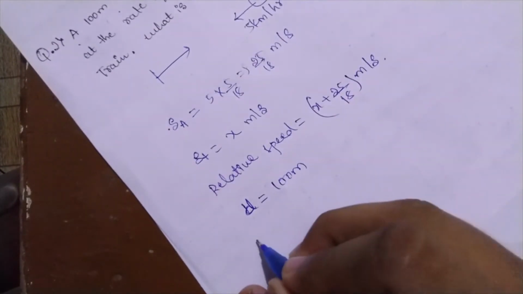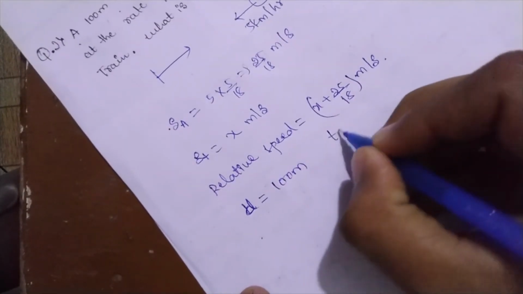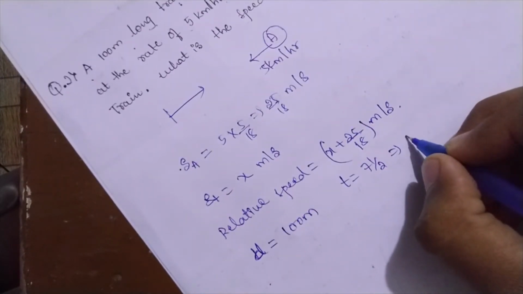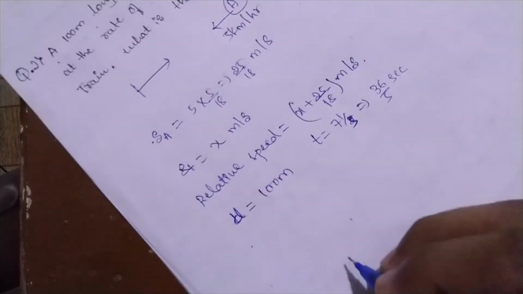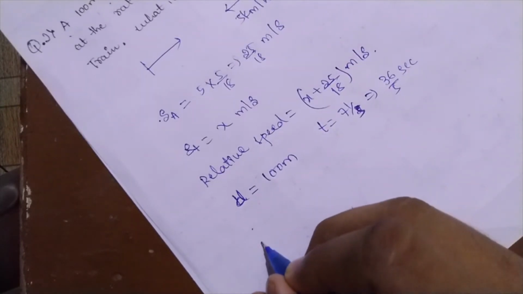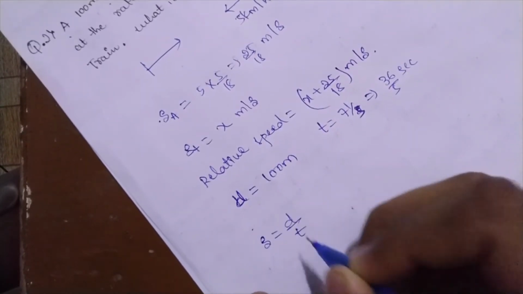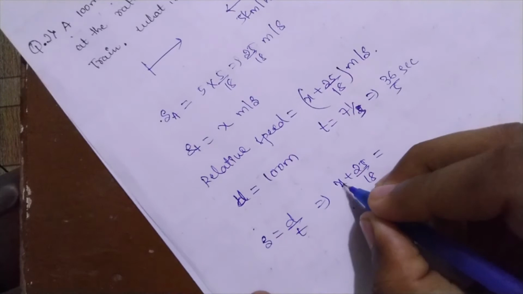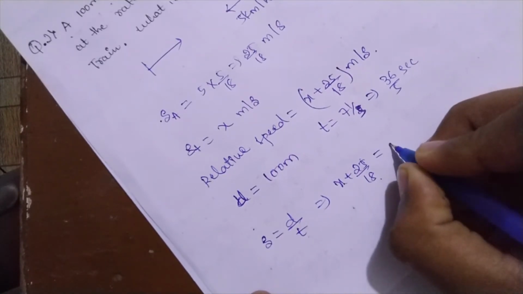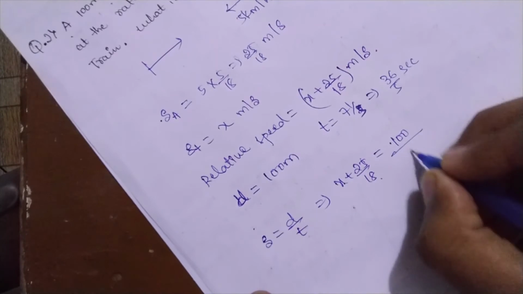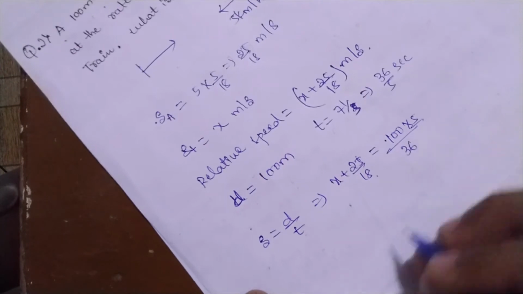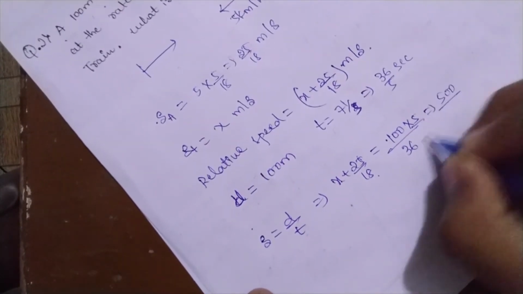Use the direct formula. And time also they are given: 7.5 seconds, which equals 36 by 5 seconds. So use the direct formula: speed equals distance by time. So speed we know as x plus 25 by 18, which equals distance, 100 meter, divided by time, 36 by 5. So 36 into 5, that 5 goes upwards, which equals 500 divided by 36.